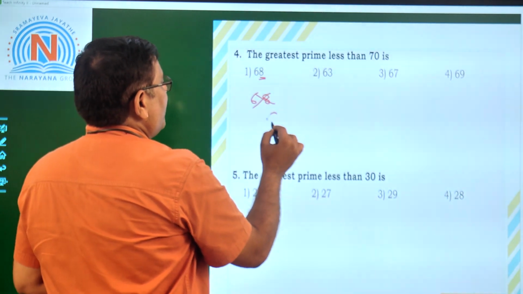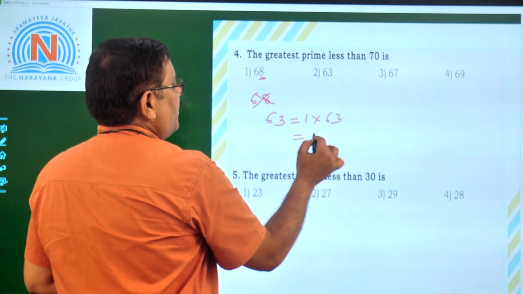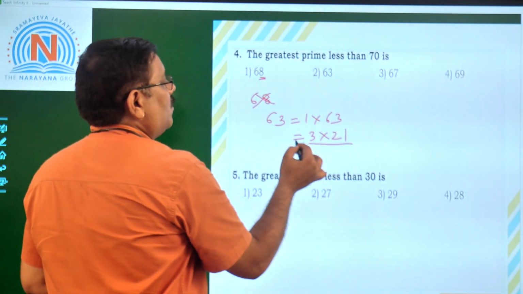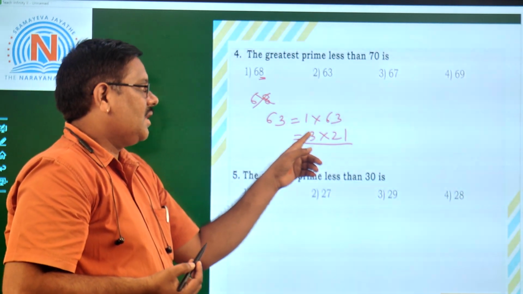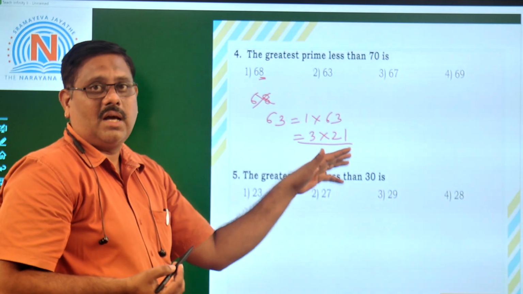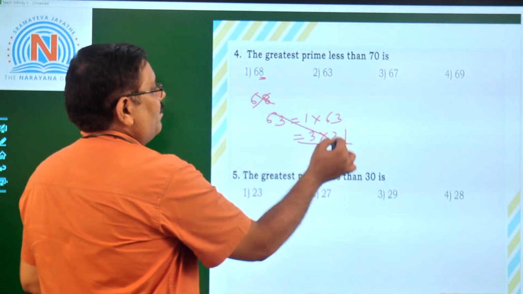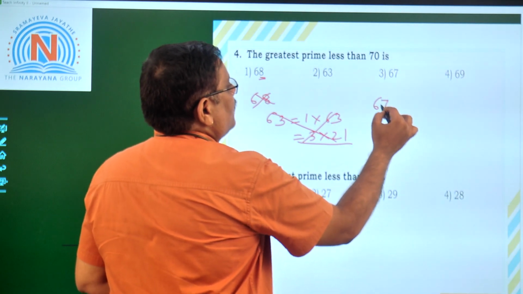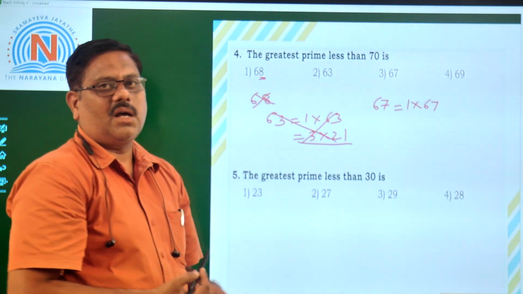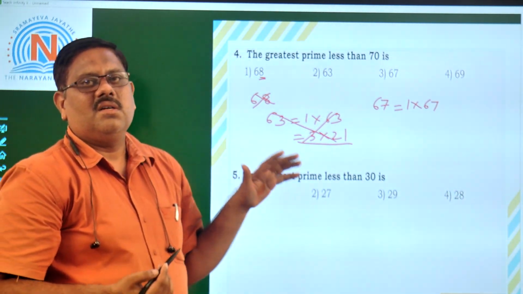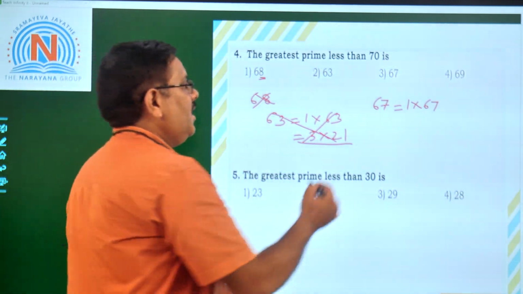If you take 63, 63 can be written as 1 into 63, and also we can write it as 3 into 21. So for 63 we have, other than 1 and 63, 3 and 21 as factors again. So definitely 63 also you cannot call a prime number. Then 67. 67 we can write only as 1 into 67. There are no other factors existing for 67 than 1 and itself.